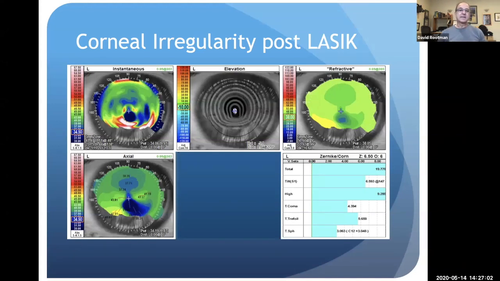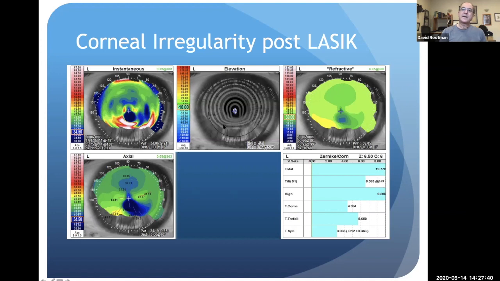On the left-hand side is the topographical map. This is the instantaneous, upper left, and the lower left is axial. So you're looking at that, trying to figure out what it is. Maybe this is ectasia, right? Could that possibly be an area where the cornea is bulging? But on the axial map, it actually shows that the curvatures are lower rather than higher.